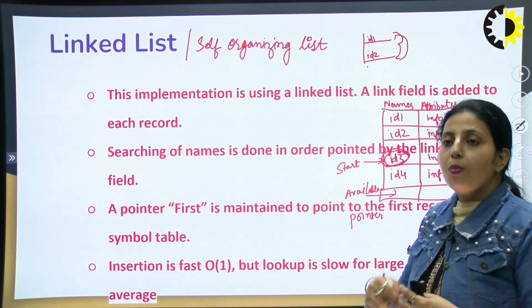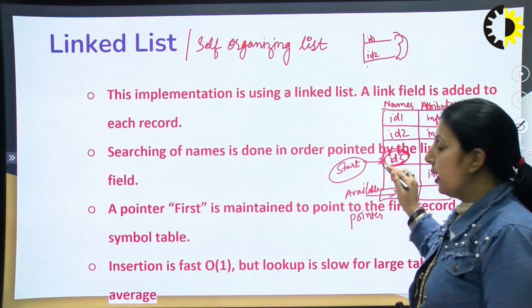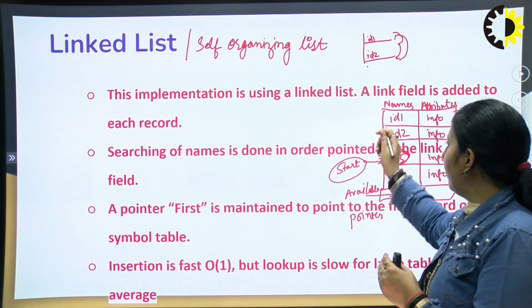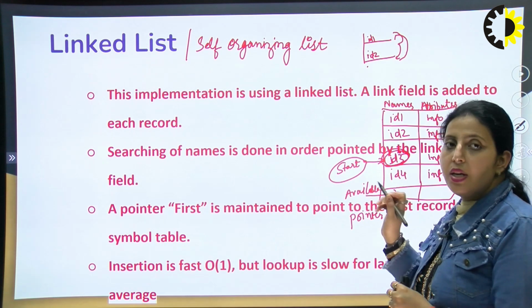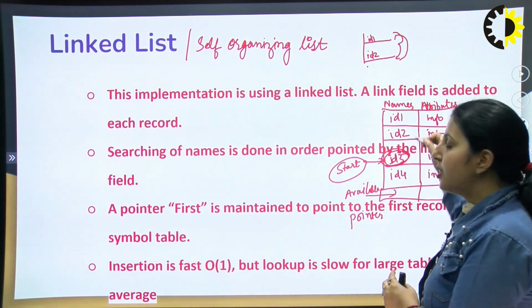So this shows if here is the start symbol, this identifier has been searched more times, that's why the start points to it, and the links show that ID1 has been searched less than ID3, ID2 has been searched less than ID1, and ID4 has been searched less than ID2.